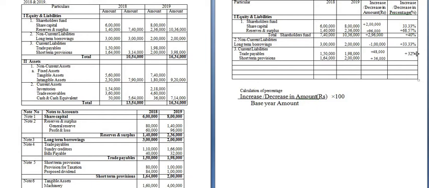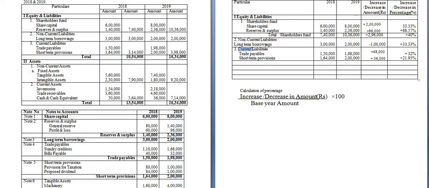Now find out the percentage. 36,000 divided by 1,64,000 into 100 is equal to 21.95%. Write the plus sign here, 21.95%. Now next is total current liabilities.